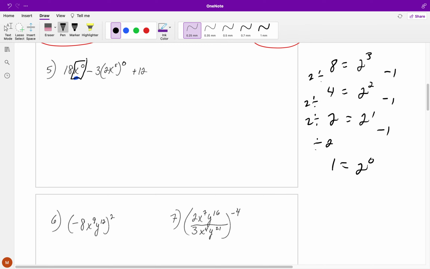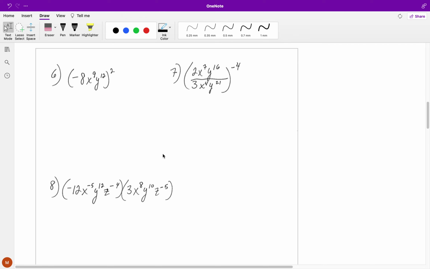Well, here the only thing being raised to the 0 power is the x, so it becomes 18. Here, this entire (2x)^5 is being raised to the 0 power, so this entire parentheses is going to change to be 1. However, it's being multiplied by that negative 3. So it becomes 18 minus 3, which is 15, and then we still have that plus 12 at the end, so it is then going to be equal to 27.